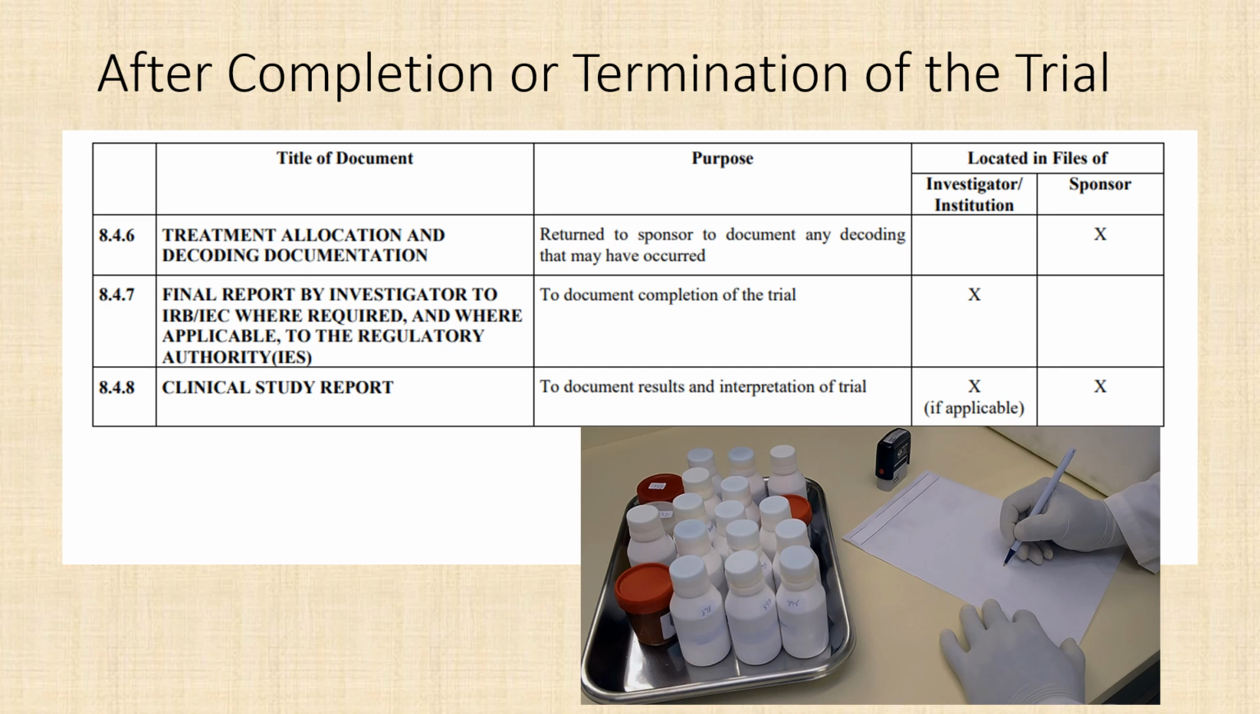Final report by investigator to IRB or IEC where required and where applicable to the regulatory authorities to document completion of the trial should be present with the investigator. And clinical study report. Finally, the report needs to be prepared according to good clinical practices and documents results and interpretation of the trial. It should be available both with the investigator as well as the sponsor.